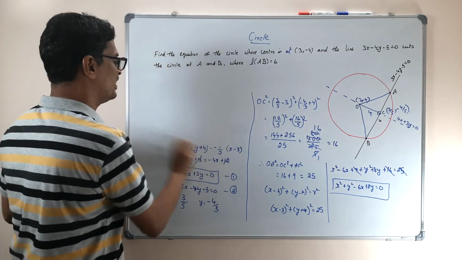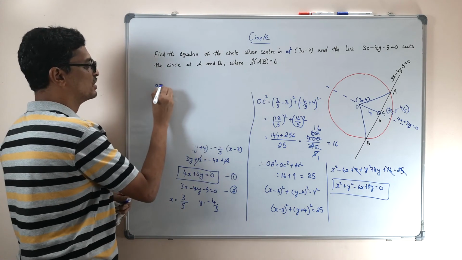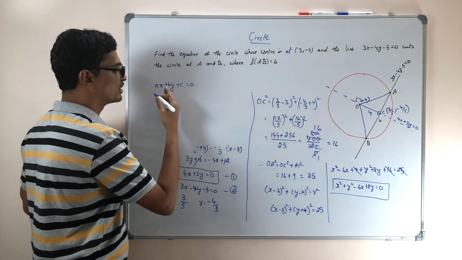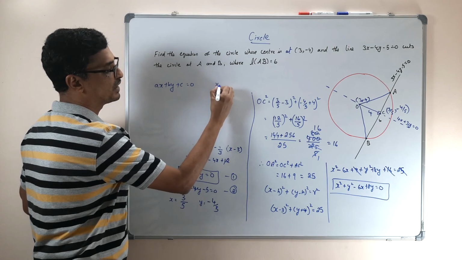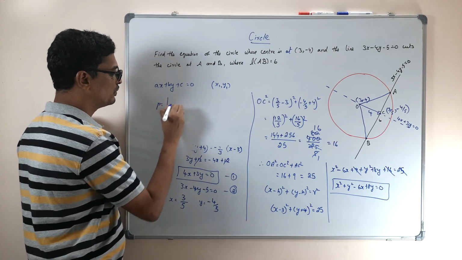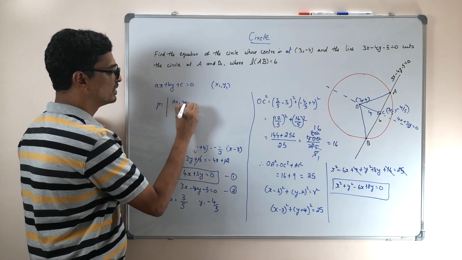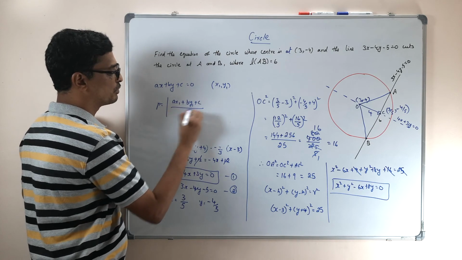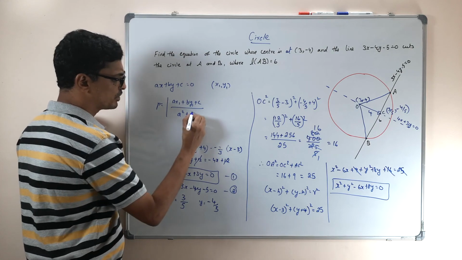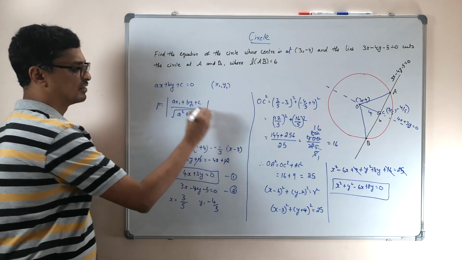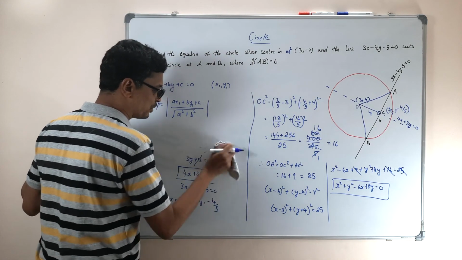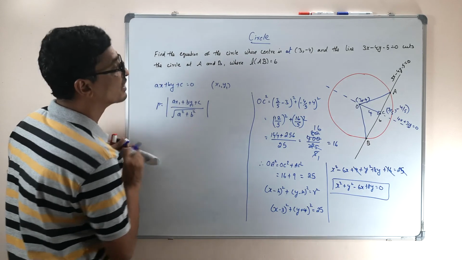If I give you a line, ax plus by plus c equal to 0, and I ask you what is the distance of this line from a point x1, y1, what is the formula? p equal to mod of (a x1 plus b y1 plus c) divided by root of a square plus b square. And in our case, this is your OC, right? So what is our line? They have already given the line here.